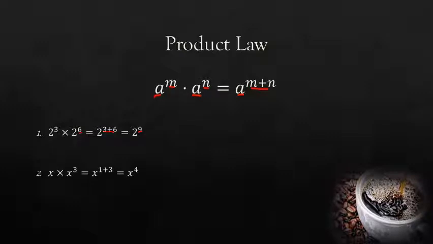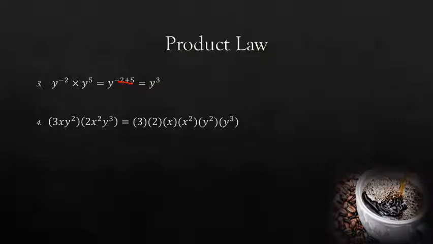Now if we have x times x cubed, notice that if we do not write any exponent here, that is equal to 1. So x is actually x to the power 1. So when you multiply x times x cubed, what we have is x to the power 1 plus 3. So that is equal to x to the power 4. Another example, if we have y to the power negative 2 times y to the power 5, what we get is y to the power negative 2 plus 5, and negative 2 plus 5 is equal to 3, so the final answer is y cubed.